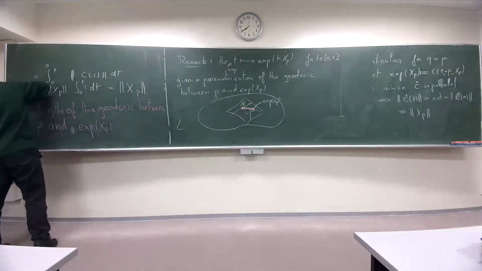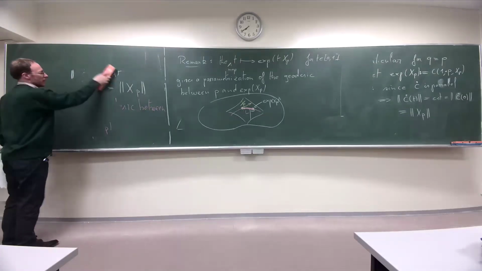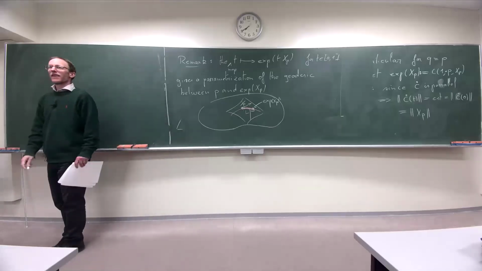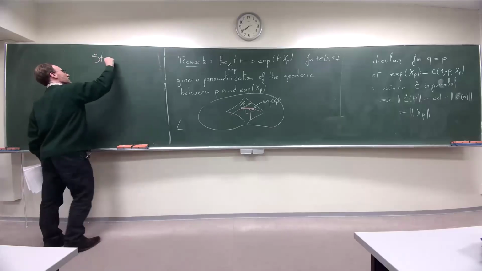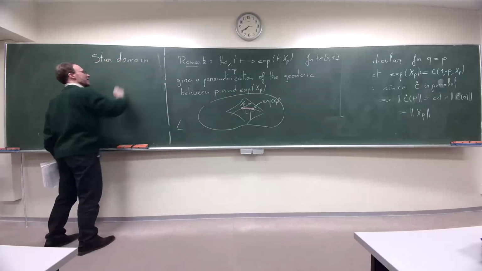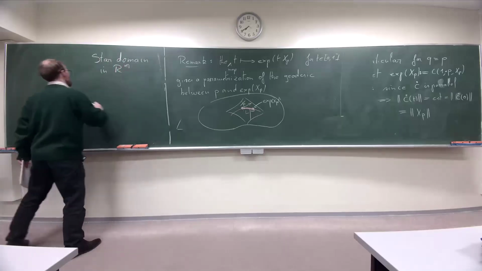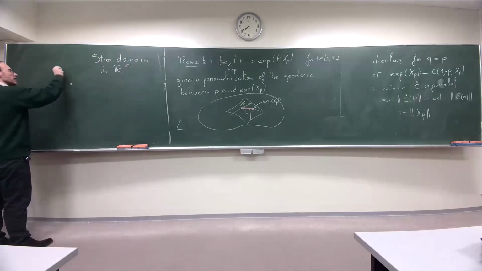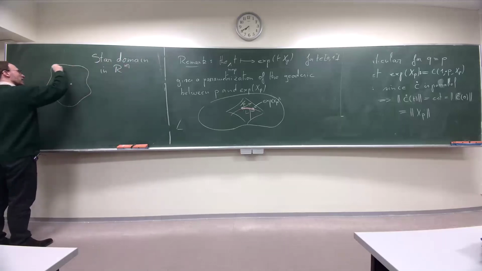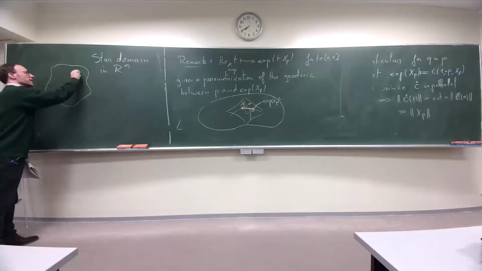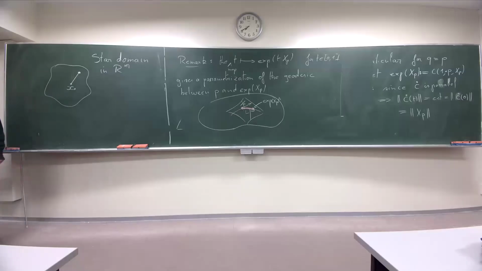What is a star domain? Do you know what is a star domain in Rn? Does anybody know what is a star domain in Rn? It's a domain with a special shape. It has a point. Okay, this is a star domain. Along this point, what does it mean? If you take any point inside the domain and there is a distinguished point x0, the segment is inside. For example, if I take a banana, this is not a star shape.